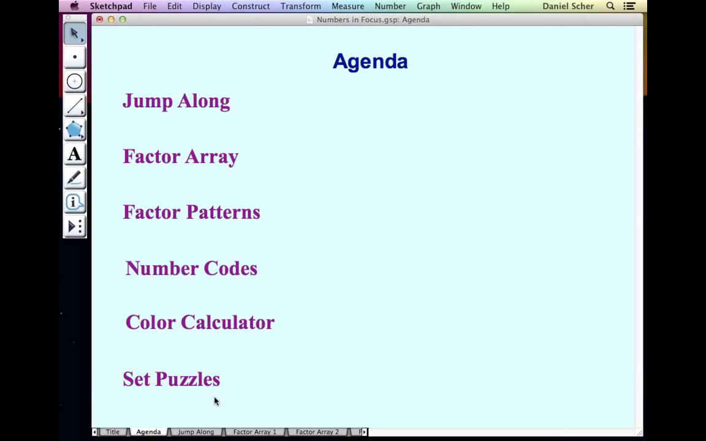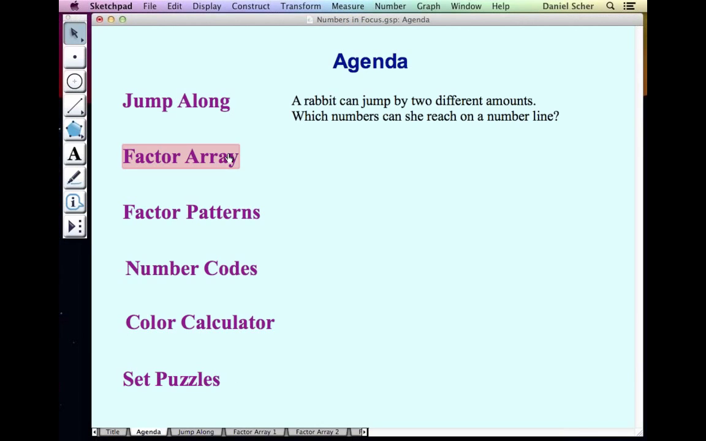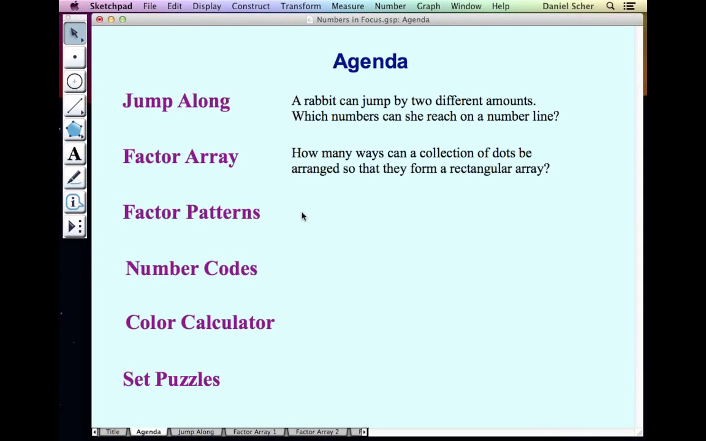We'll look at a fun activity called number codes, in which the digits from 0 to 9 have been replaced with letters, and our goal will be to figure out and crack the code. We'll look at an unusual activity called color calculator, in which the digits of a calculator are replaced with colors to create a very striking way of thinking about decimals. And if we have some time at the end, we'll look at one of my favorite puzzles that we've created called set puzzles.